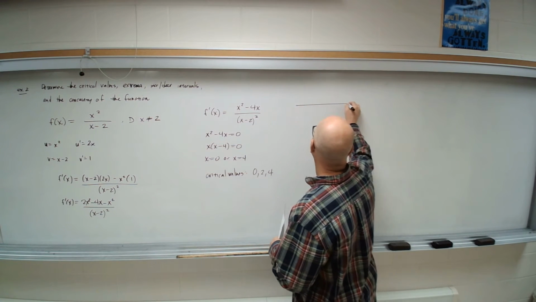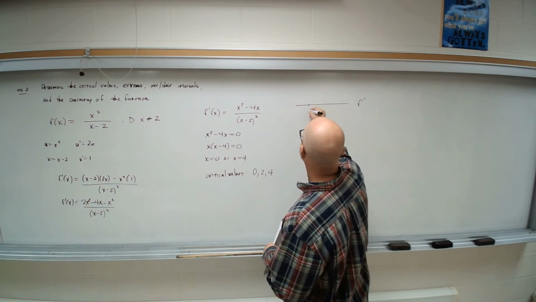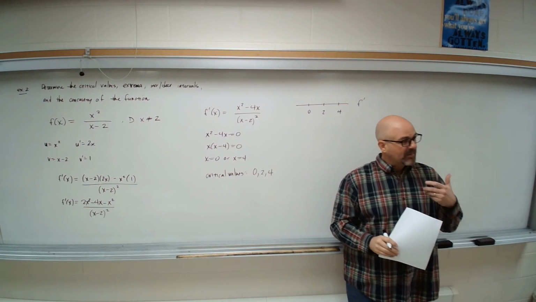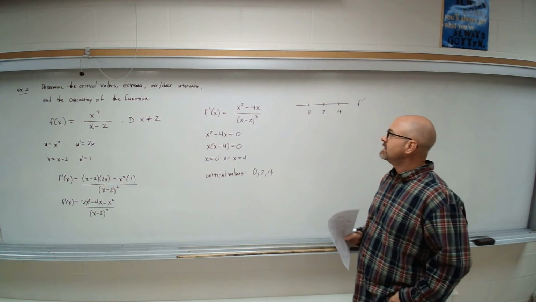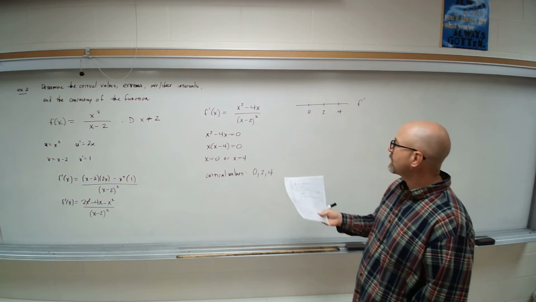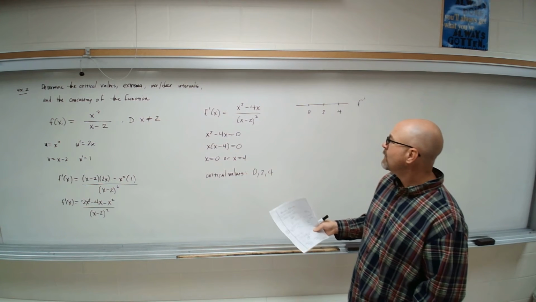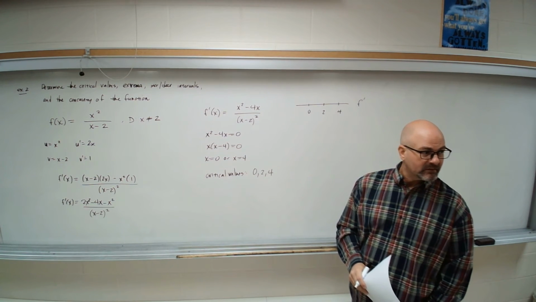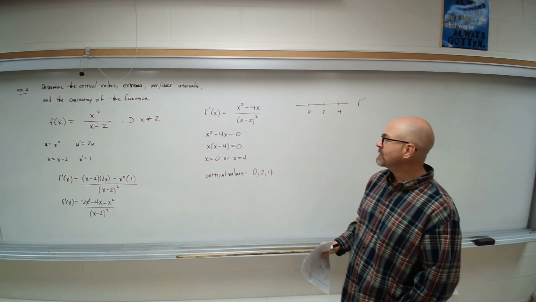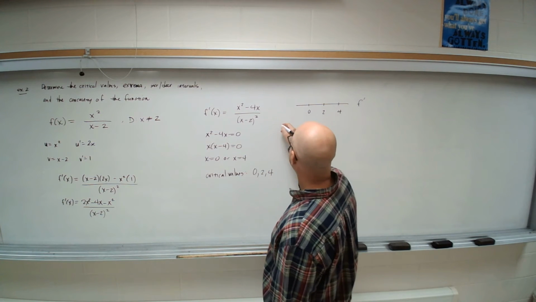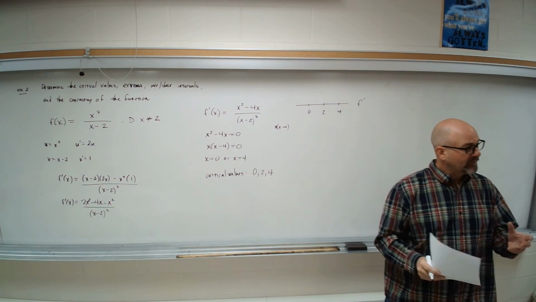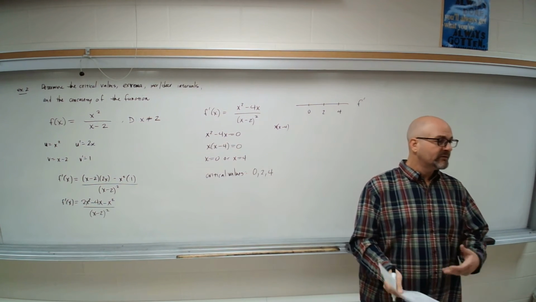So we get a number line for f prime, with 0, 2, and 4. And we just want to find whether it's positive or negative in those different intervals. Is the denominator always going to be positive? It's squared, so it's always positive. Doesn't matter what you put in. So I don't even have to look at it. I really could just test against x times x minus 4, which is just the numerator. If the numerator is positive, it's positive. If the numerator is negative, it's negative.